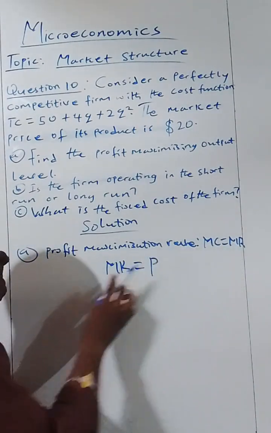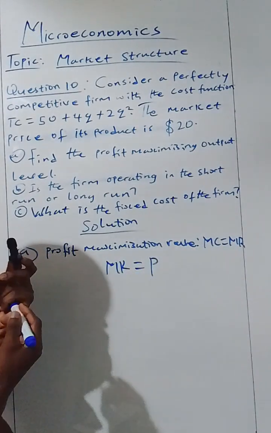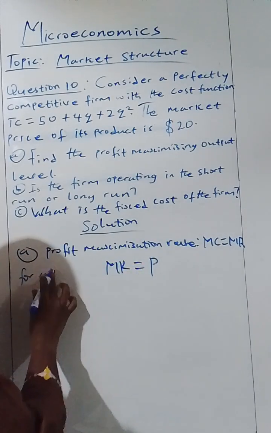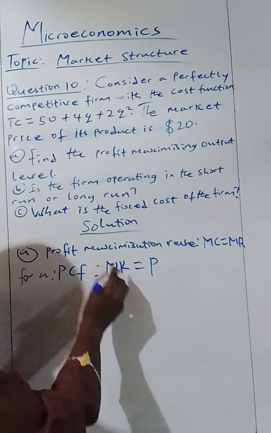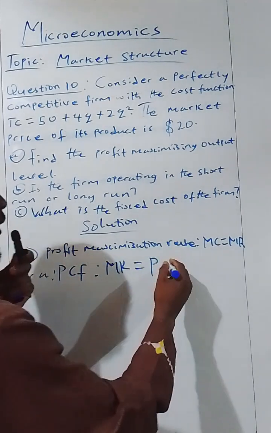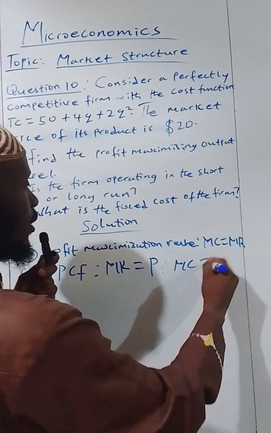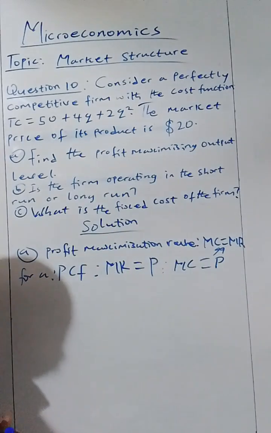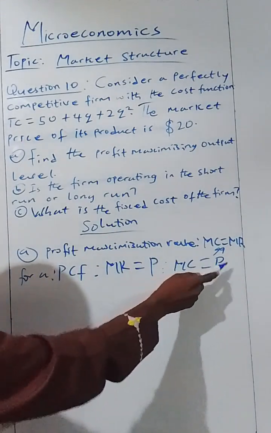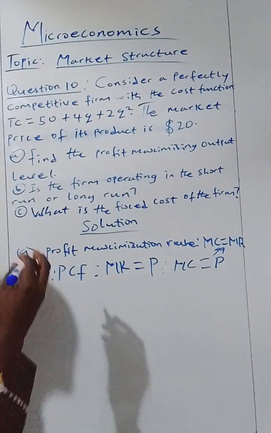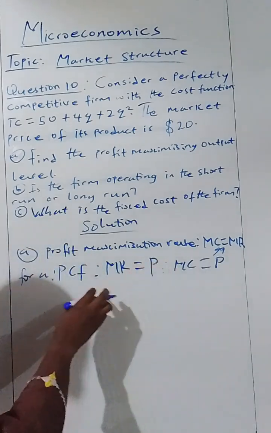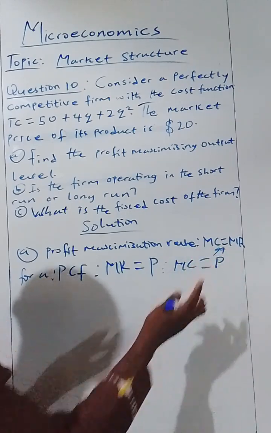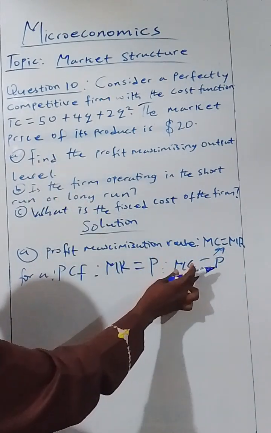Therefore, whenever you see MR, you see it as P because they are equivalent for a perfectly competitive firm. In other words, we can say that MC equals P. This condition holds under perfect market, and we are going to use it. Now the next thing is to derive MC and set it equal to the price.